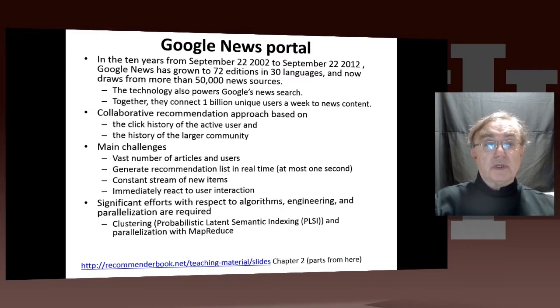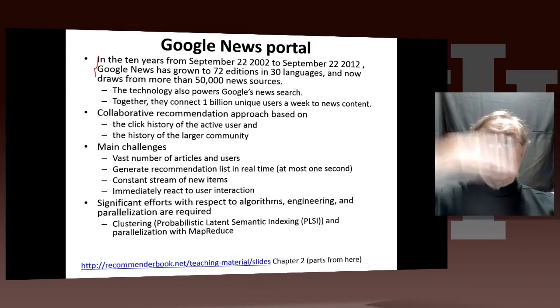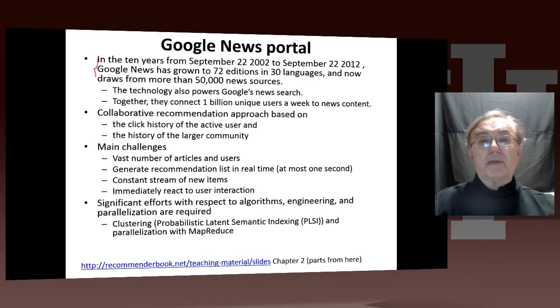It now has 72 editions, 30 languages, 50,000 news sources. New York Times, I assume, is one news source. And the same thing is done to give you Google News, which is a set of fixed topics with a certain number of items per topic, and News Search, where you type in a search criteria and it goes out to those news sources to find the result of that search. And I guess they have 1 billion users using this technology. That's a big number.